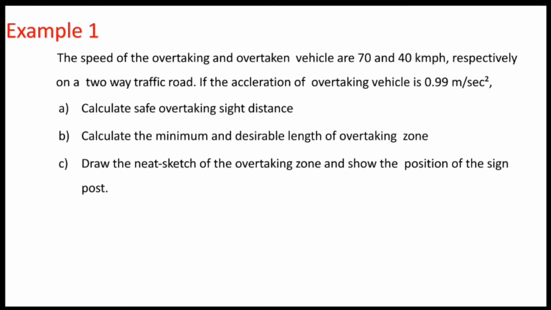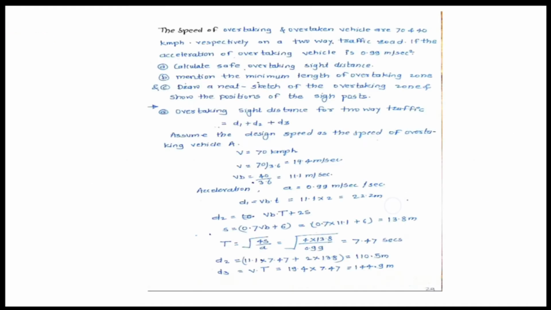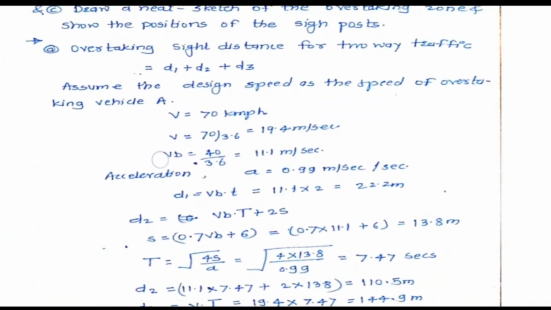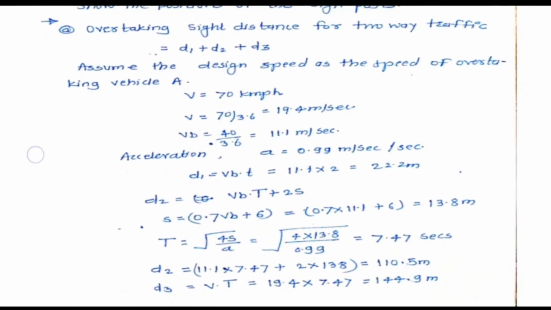Calculate the safe overtaking distance. B. Calculate the minimum desirable length of overtaking zone. C. Draw the neat sketch of the overtaking zone and show the position of the sign post. So the solution of this numerical is as follows.